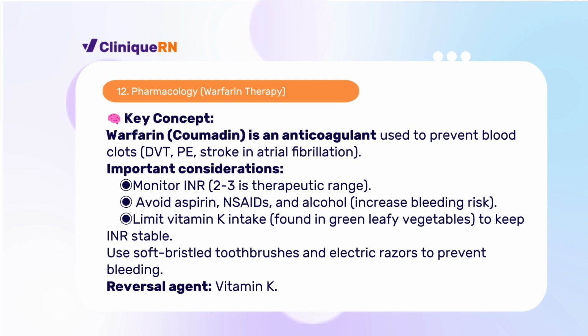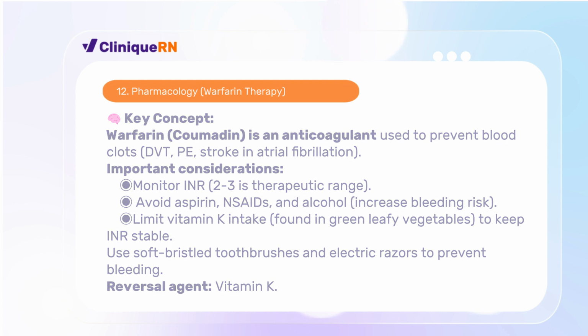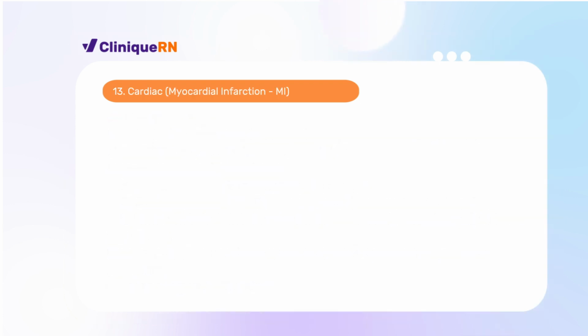Important considerations: monitor INR. 2 to 3 is therapeutic range. Avoid aspirin, NSAIDs, and alcohol. Increase bleeding risk. Limit vitamin K intake, found in green leafy vegetables, to keep INR stable. Use soft bristled toothbrushes and electric razors to prevent bleeding. Reversal agent, vitamin K.